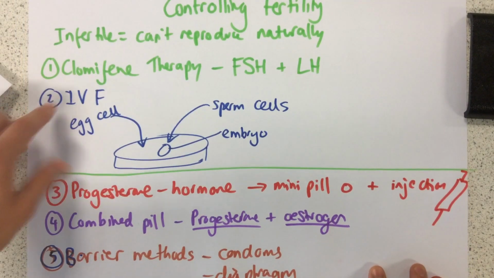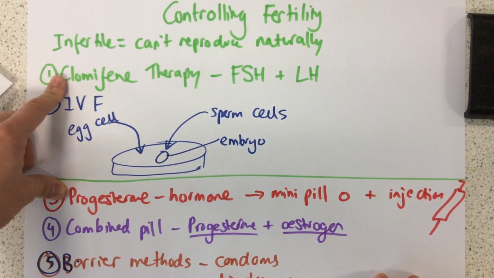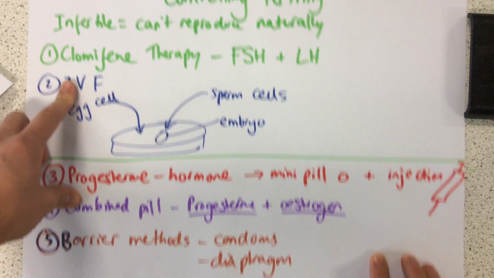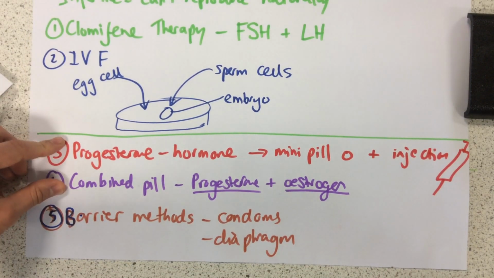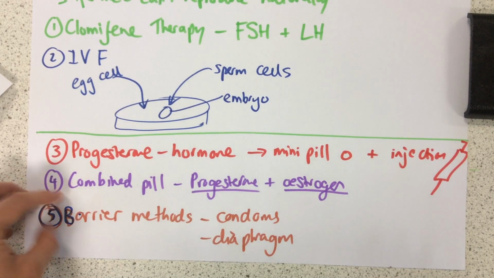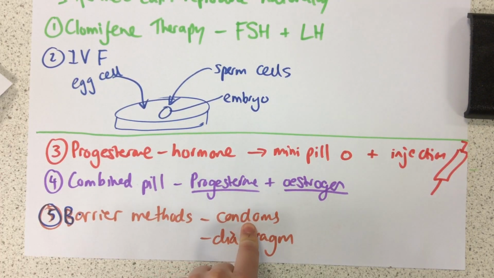So those are the different ways of controlling infertility: Clomiphene therapy and IVF. And these are the different ways of controlling fertility. These are the hormonal methods. This is the barrier method. And remember, condoms are the only ones that prevent the spread of STIs. That means sexually transmitted infections.